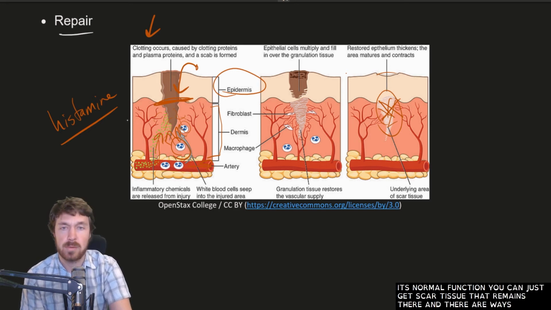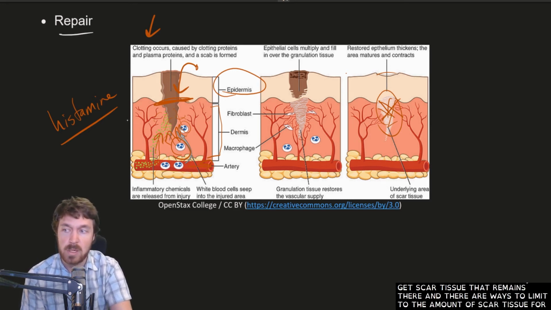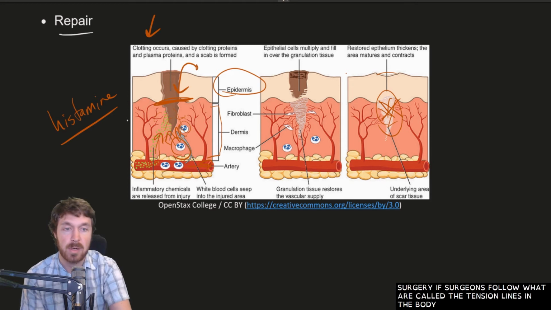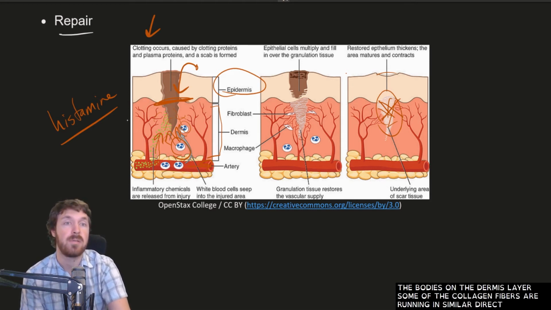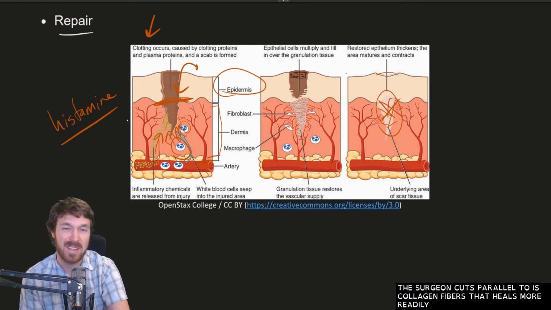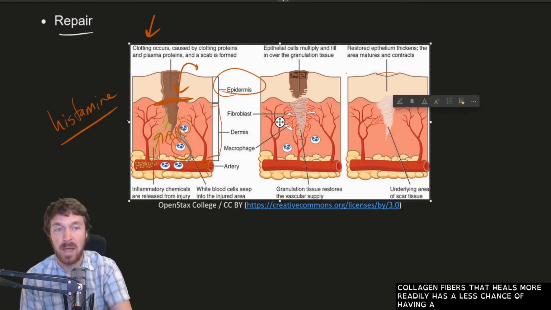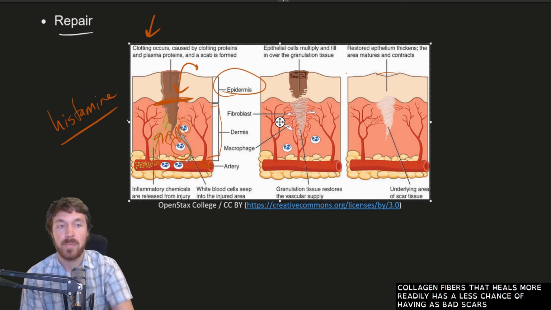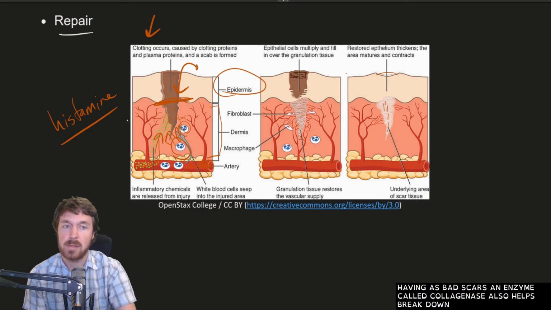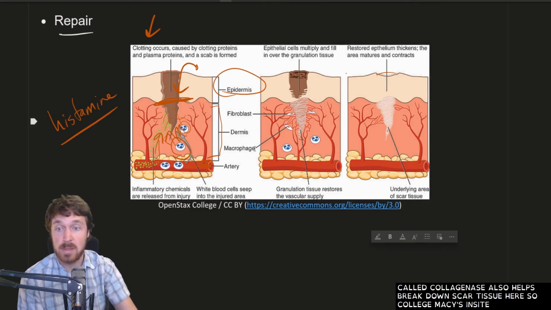And there are ways to limit the amount of scar tissue formation, especially in surgery, if surgeons follow what are called the tension lines in the body. So in the dermis layer, some of the collagen fibers are running in similar directions. If the surgeon cuts parallel to those collagen fibers, it heals more readily and has less chance of having as bad of scars. An enzyme called collagenase also helps break down scar tissue here. Collagenase is an enzyme that eats collagen.